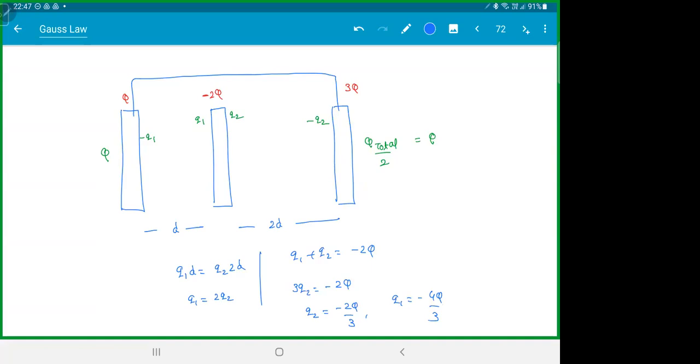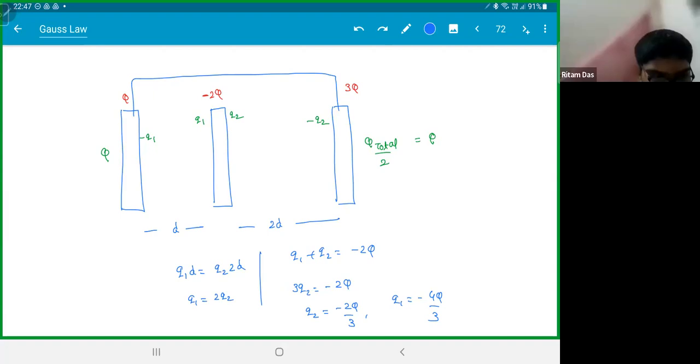So the first part we did is still valid. Outside will be total by 2. बीच में assume this is Q1, Q2. Q1 into D1, Q2 into D2 should be equal, and Q1 plus Q2 should be minus 2Q. Please check. Got how to do? Ritam? Clear? Geet? Yes.